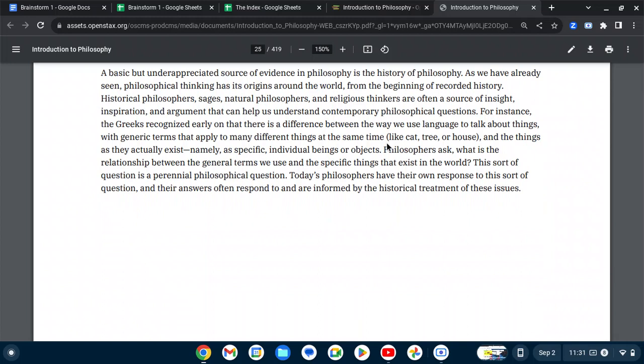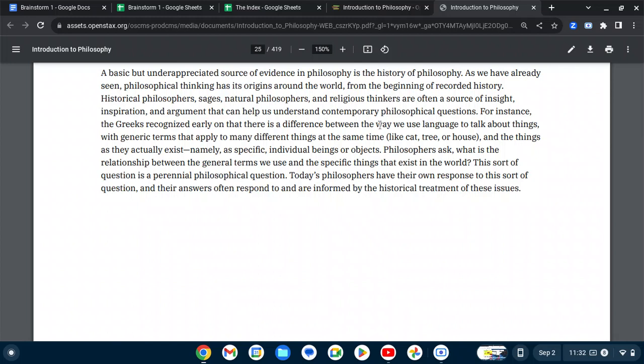As we have already seen, philosophical thinking has its origins around the world from the beginning of recorded history. Historical philosophers, sages, natural philosophers, and religious thinkers are often a source of insight, inspiration, and argument that can help us understand contemporary philosophical questions. For instance, the Greeks recognized early on that there was a difference between the way we use language to talk about things with generic terms that apply to many different things at the same time, and the things that is, as they actually exist, namely as specific individual beings or objects.